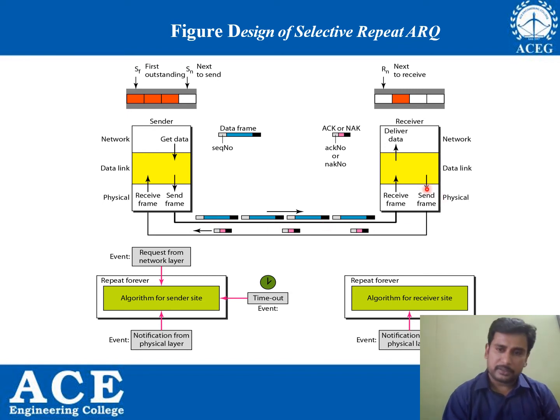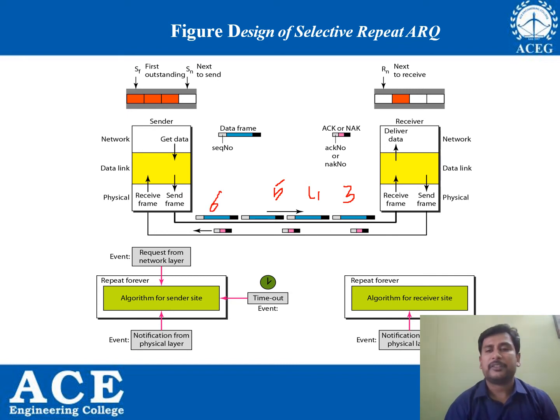And the process here, the receiver window also: for instance, if it was expecting to receive frame number 3 but did not receive it, and instead received the next frames 4, 5, 6, let us assume this is 3, 4, 5, 6. If frame 3 was not received but we have received 4, 5, 6, we will keep them in order for delivery to the next layer. And once frame 3 is received, we'll send all the frames.